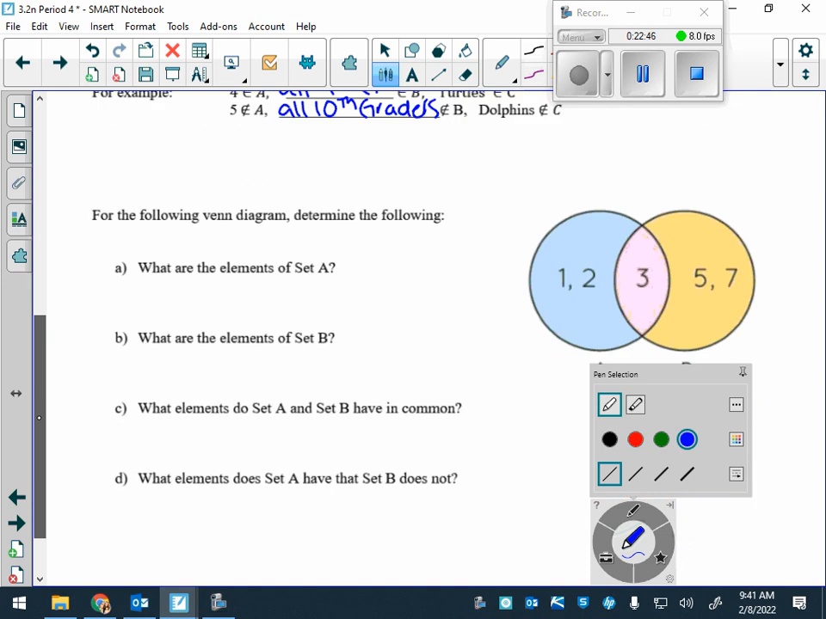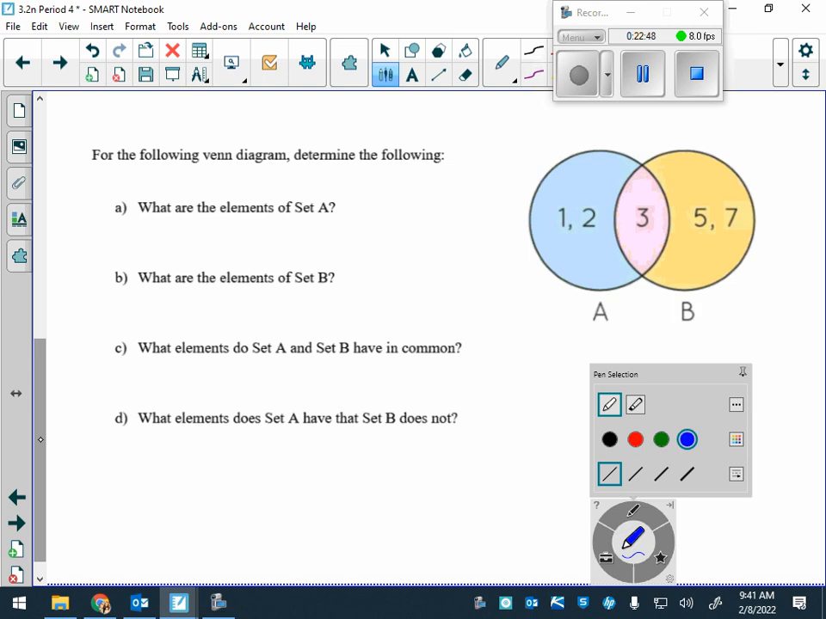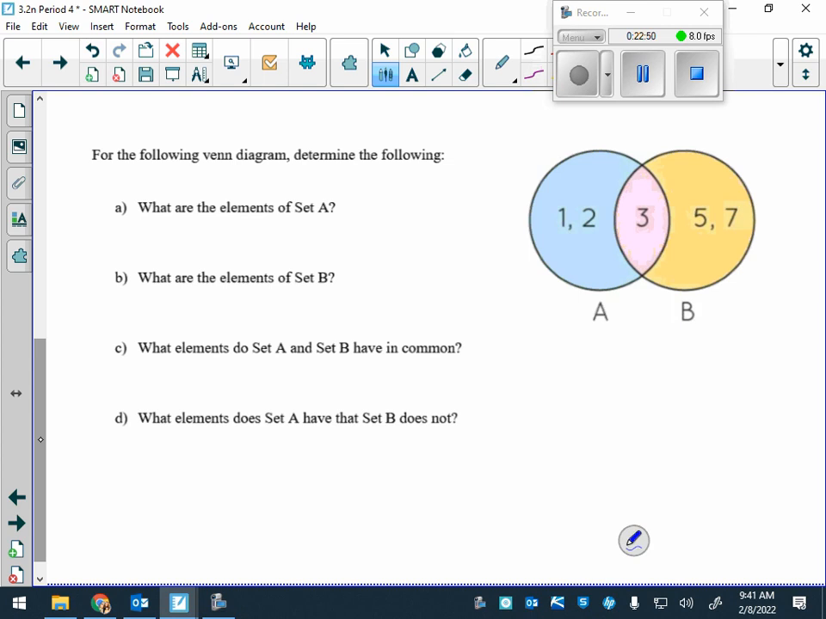So now, we get to a Venn diagram. We want to determine the following. What elements are in set A? What elements are in set A? Charlie? 1, 2, 3. Excellent.